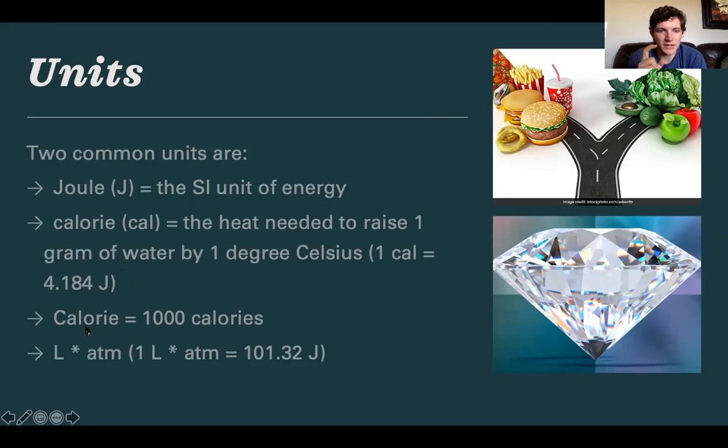Calories with the capital C that you'll see on the food nutrition information is 1,000 calories. We also work with liters times atmosphere, standard atmosphere units, when we're working with work and pressure times volume. And 1 liter times atmosphere is equal to 101.32 joules. So we have joules and then calories.